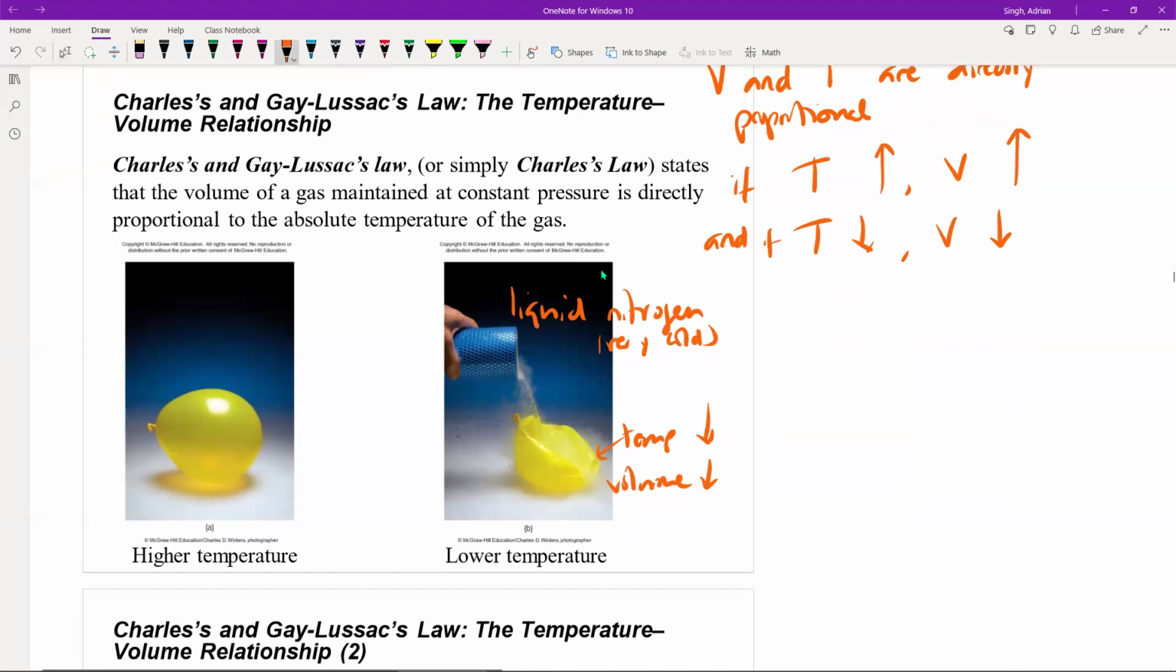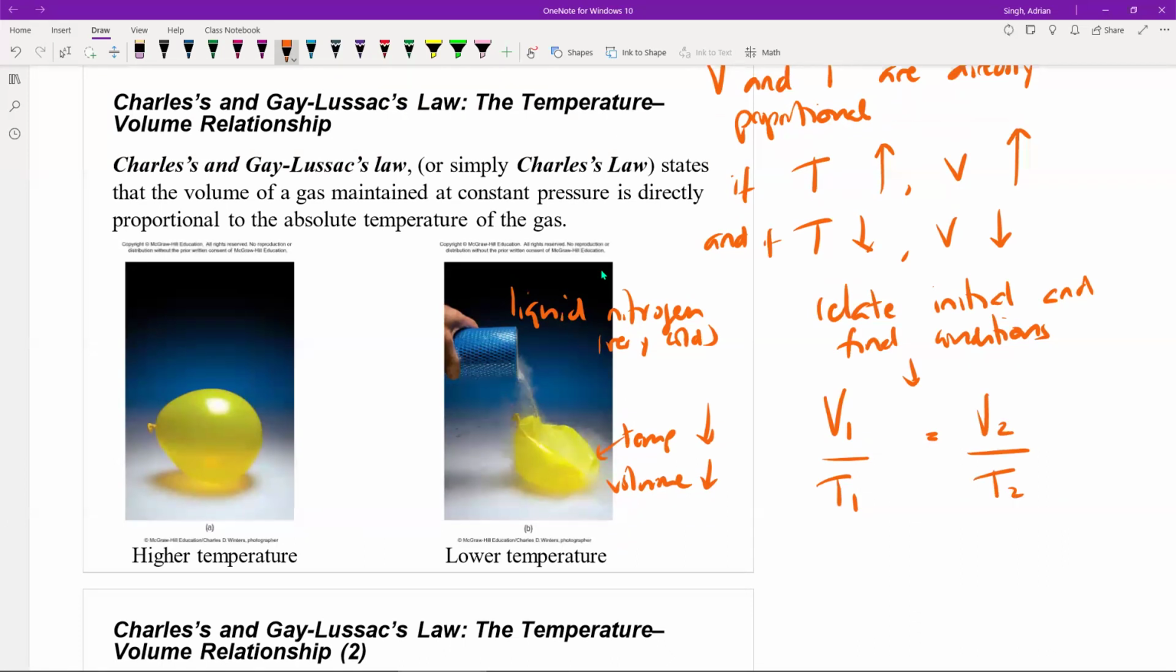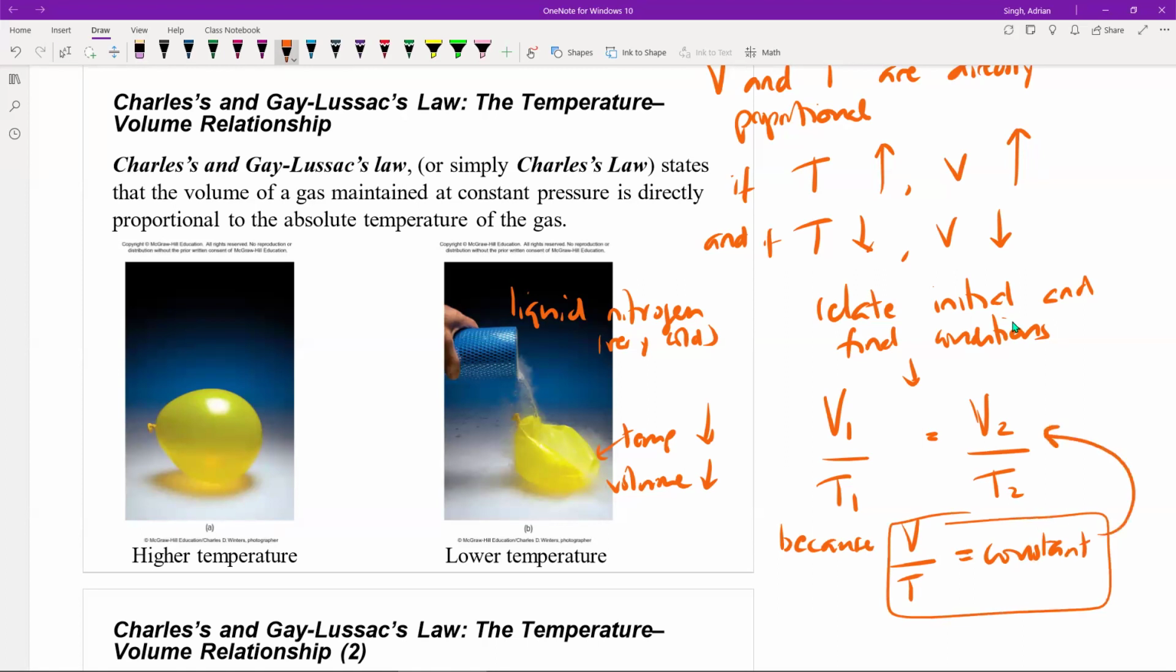And again, just like with Boyle's law, the PV relationship, the way that we express this mathematically in a way that is going to be useful to us, we can relate initial and final conditions, just like we did previously. And what we can say now is V1 over T1 is equal to V2 over T2, right? Because V over T, that relationship, is now equal to a constant. We can refer to that constant with any sort of symbol. And because this relationship holds true, we can make this equality hold true as well.